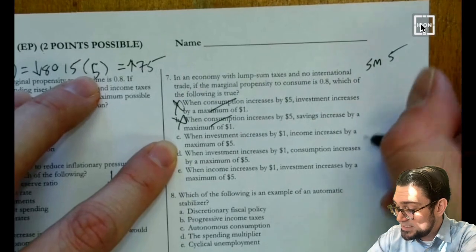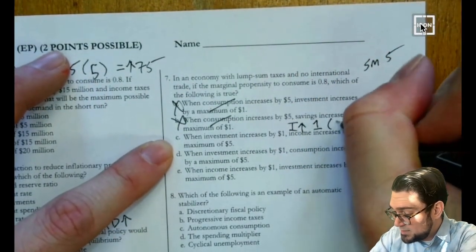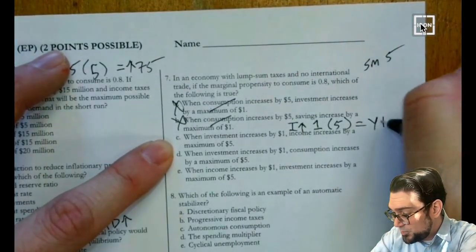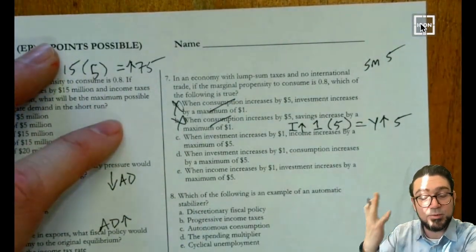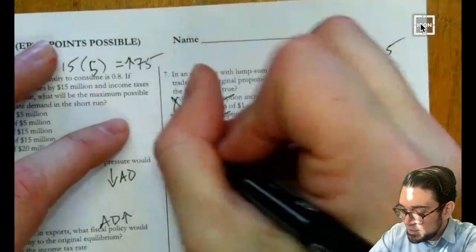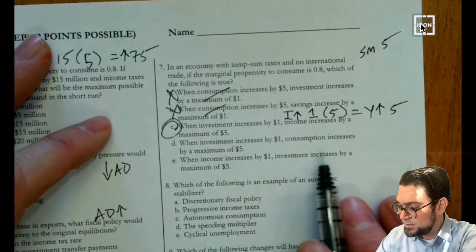That one's going to be the correct answer, right? Because it's saying I increases by 1 times 5 is equal to output going up by 5. And output and income are functionally the same thing. Remember, one person's spending is another person's income. So C is our correct answer here with this one.